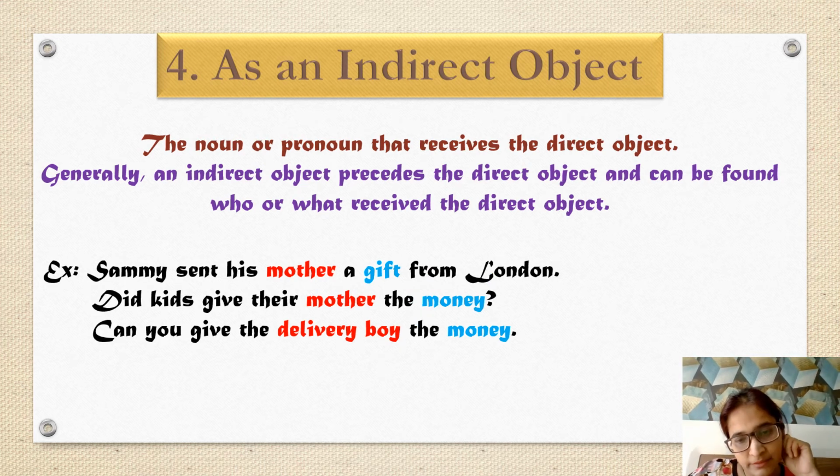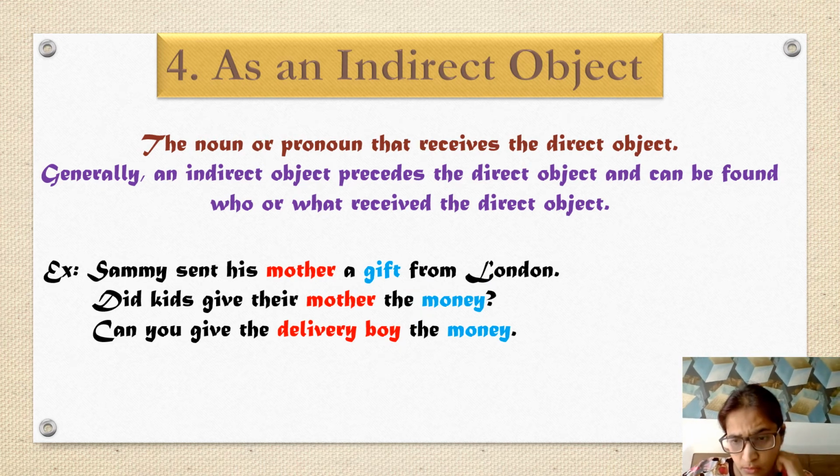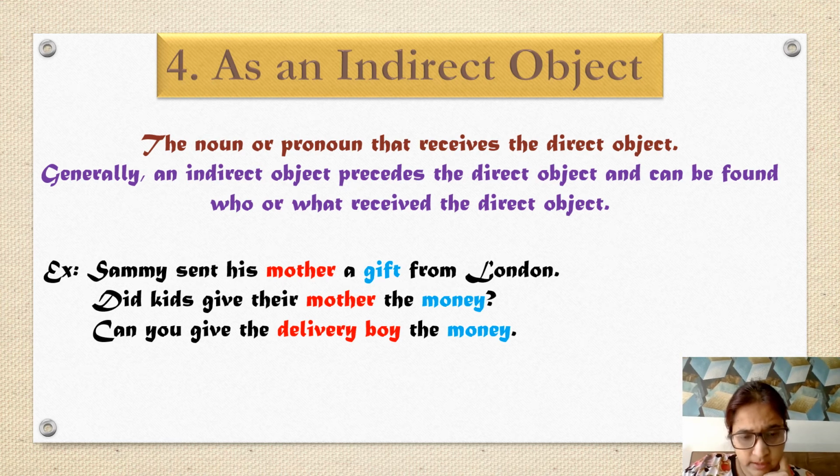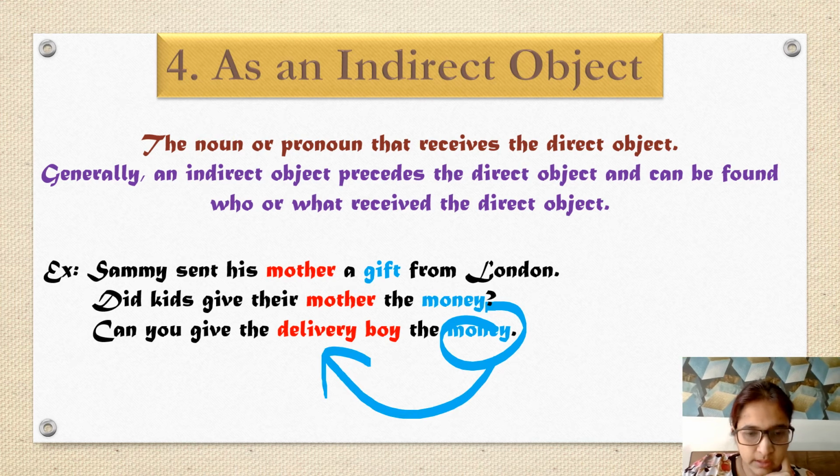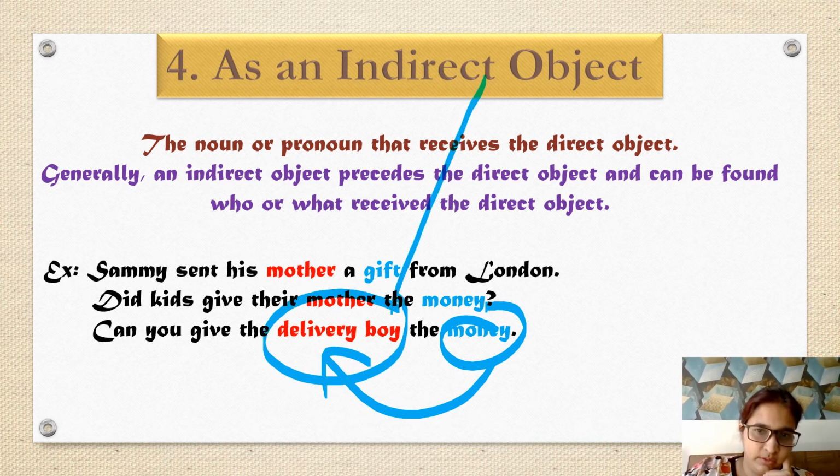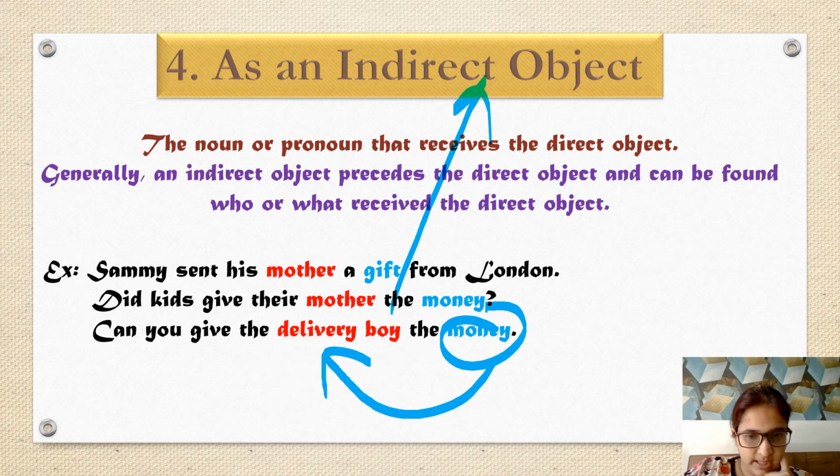Can you give the delivery boy the money? So again, what are we giving? We are giving the money, which becomes the direct object. Giving the money to whom? That is the indirect object. So delivery boy is the indirect object. Okay, now let's go to the next case.